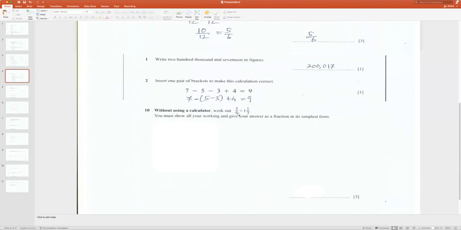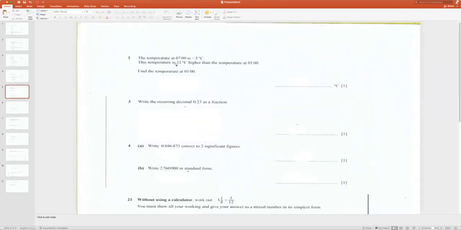Without using a calculator, work out this one. We have done several sums like this. So we can write 5 over 6 division. So this mixed number we can write as 3 times 1, 3 plus 1 is 4. 4 over 3, then divided by 5 over 6, then division becomes multiplication and the reciprocal. So 3 over 4, then 3 times 1, 3 times 2, then 5 times 1, 5, 2 times 4, 8. The answer is 5 over 8.